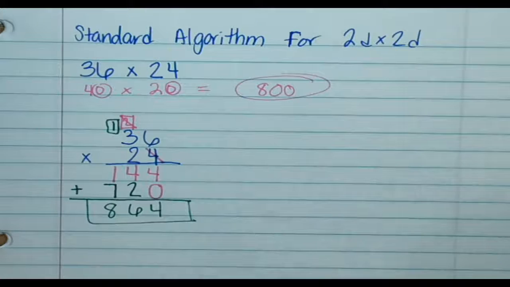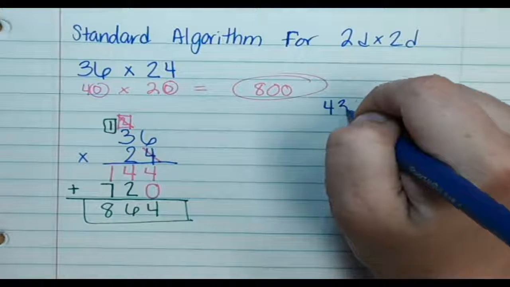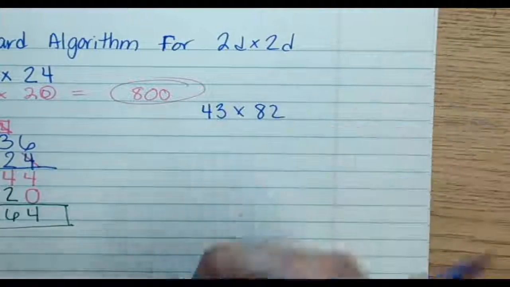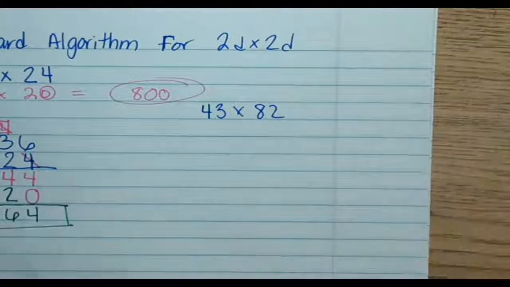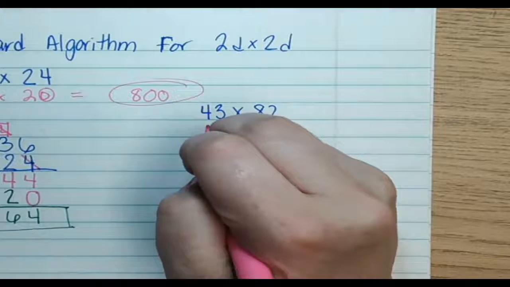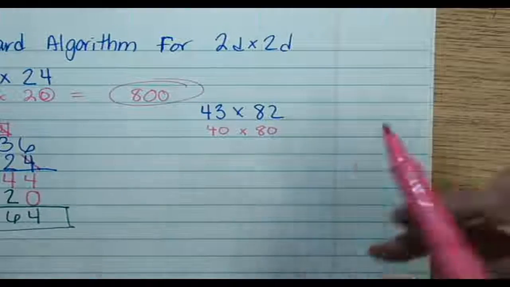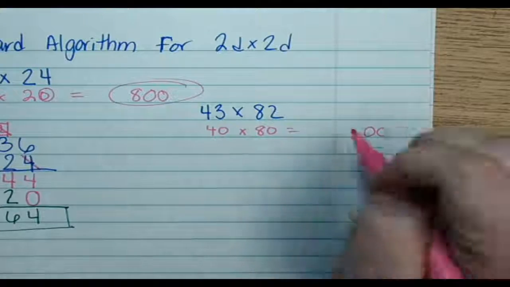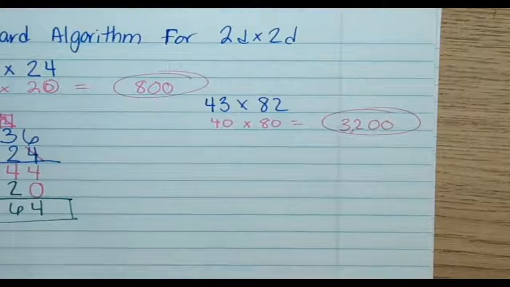I'm going to work another problem. Let's see, we'll do 43 times 82. 43 rounds to 40, and 82 rounds to 80. There are 2 zeros. 4 times 8 is 32. So our estimate is 3,200.